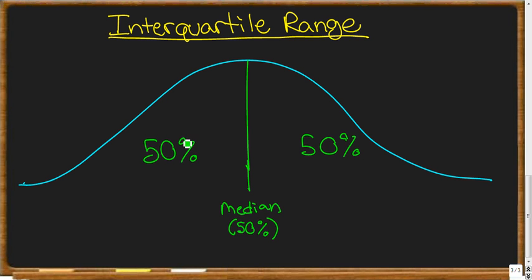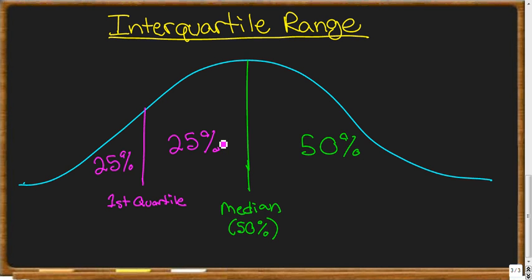Now, the first quartile we will place and say we're about here. So this is the first quartile. And what that is going to do is separate the bottom 25% from the second set of 25% of our data. Likewise, the third quartile is going to separate the third set of 25% from the last.